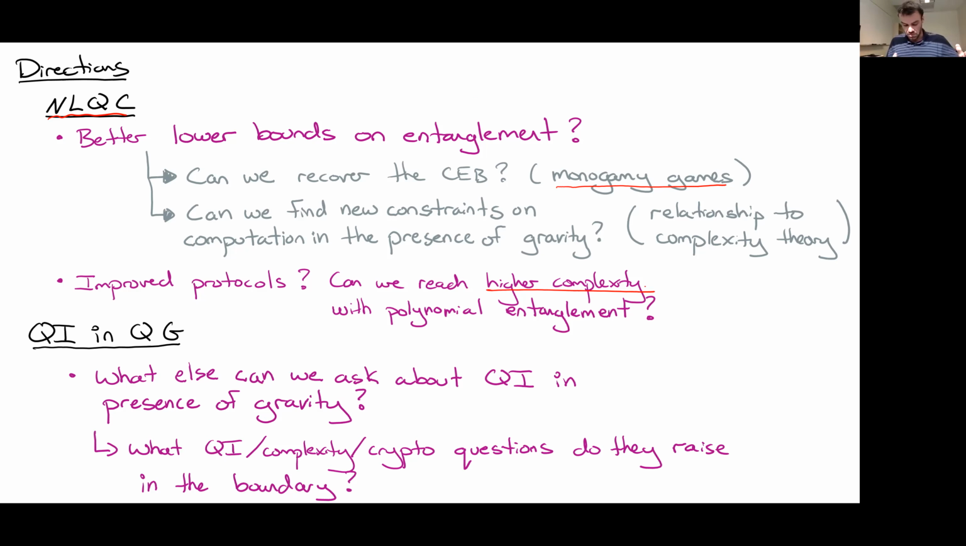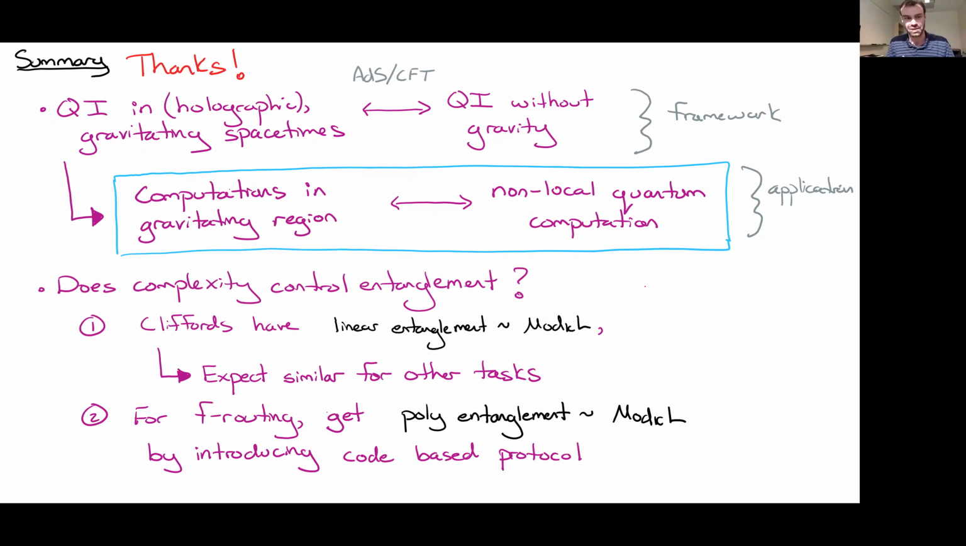And then stepping back a bit, we here asked one question about quantum information in the presence of gravity, turned it into a boundary question, and found all kinds of interesting connections to quantum information theory. We can try and repeat that process, think about other questions about quantum information in the presence of gravity, see what they mean in the boundary, and think about what kind of interesting questions in quantum info and complexity and crypto those raise. Okay, so that's everything. And thank you. I'll leave out this slide.